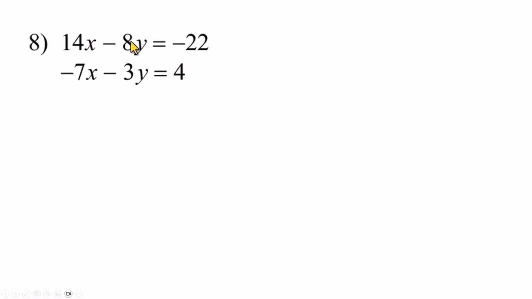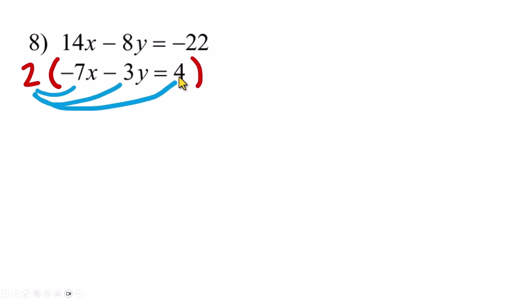The thing is, nothing is set up to cancel, but there is something you can play with if you make one little tweak here. If it had a minus 14x right here, I would be able to cancel those out. You don't have to always cancel the x's. You can also cancel the y's, but these two are both negative. They're not opposite in sign. I'm looking at this and I'm thinking, if I multiplied everything by 2, and I do mean everything, including the 4 on the other side, then what I would have is something that's going to work.